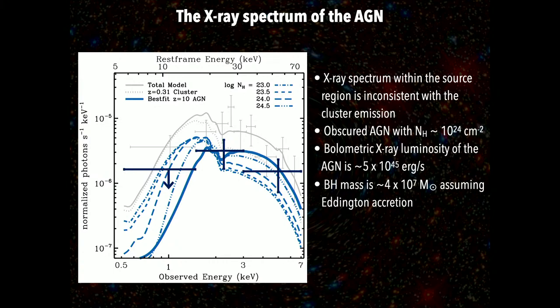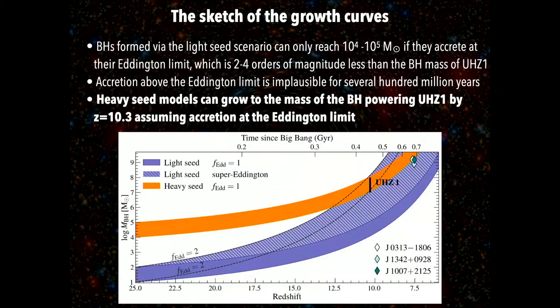Again, if it's not detected below 1.5 keV, that means in the rest frame it's not detected roughly below 15 keV. So the column density is roughly 10 to the 24, or a few times 10 to the 24, per square centimeter, which implies a bolometric X-ray luminosity of 5 times 10 to the 45 ergs per second. And again, this is the black hole mass, as I mentioned.